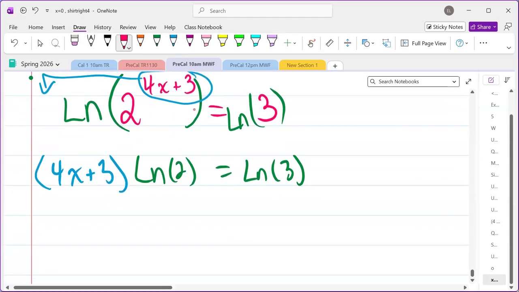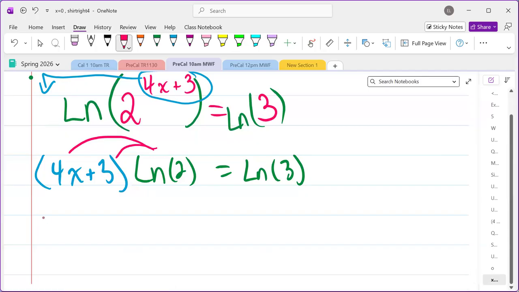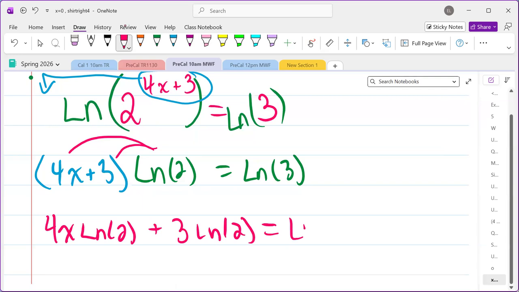Now this natural log 2 is a number. I can multiply this number through. So I have 4x natural log of 2 plus 3 natural log of 2 equals the natural log of 3.